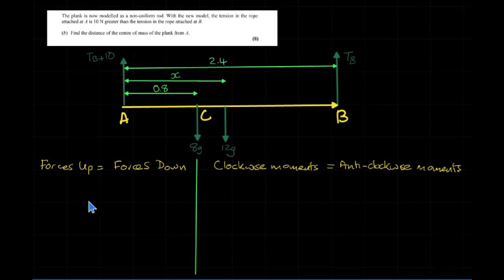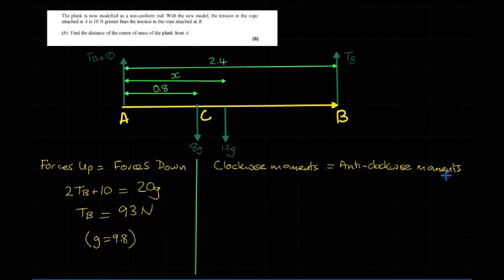Well, I can get one equation from a force balance, which means that the forces up must be equal to the forces down. The forces we can see are TB plus 10 and another TB, so that's two lots of TB plus 10. And they must equal the forces down, which are 8G and 12G, or together 20G. If you work all that out, you'll find that TB is 93 newtons, and that's taking G as 9.8. So now we can get a second equation by taking moments about A again.